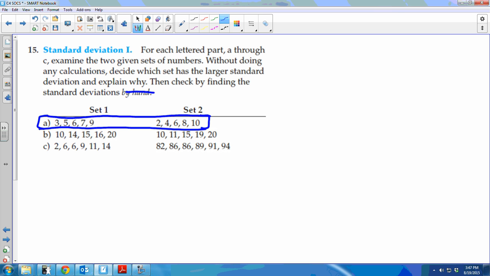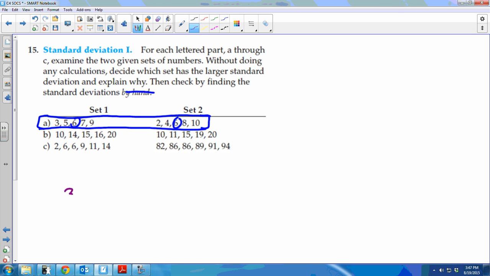If we're eyeballing this, looks like the center of this data set is 6, and the center of this data set is 6, right? Because you have some odds with the 6 in the middle, you have the evens with the 6 in the middle, so it's probably the mean of both data sets. If I'm trying to figure out which one has a larger standard deviation, I want to know which one's farther apart, which one is more spread apart.